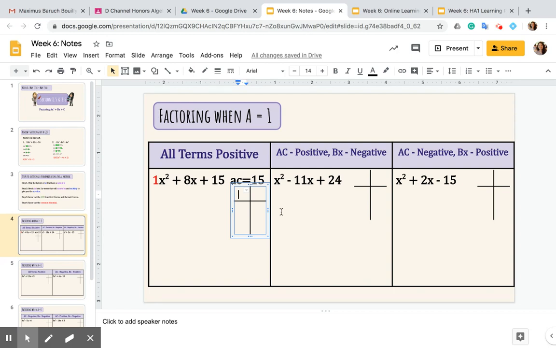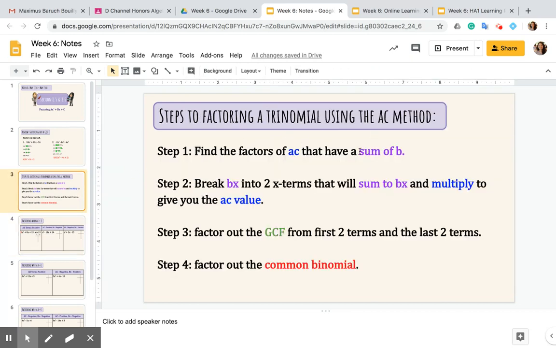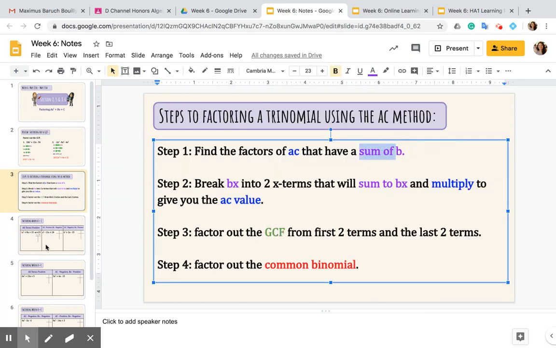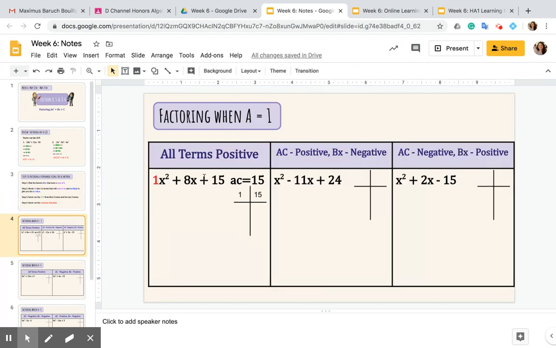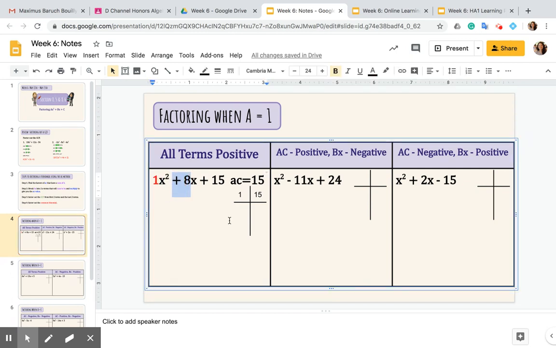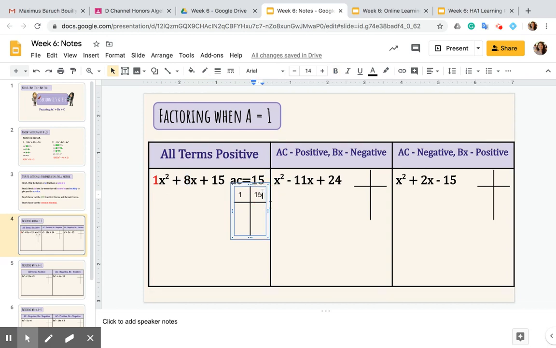I could do 1 and 15, right? 1 times 15 gives me 15, but the question is, does that sum to the b value? Let's see. 1 plus 15 gives me 16, which is not what I want. I want my sum to equal 8. So I have to keep going here.